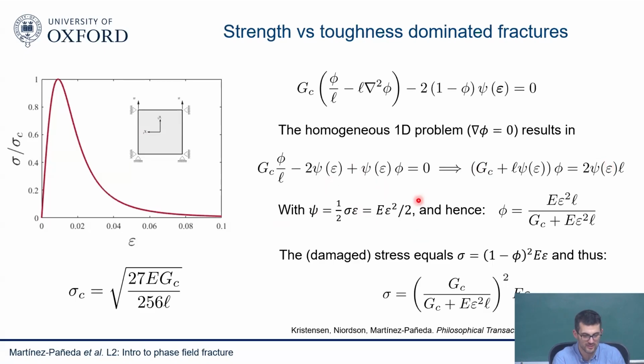It looks something like this. So if I substitute in here, I get something like this. So I can get an expression for the phase field as a function of the Young's modulus and the strain. Again, Hooke's law, this is all linear elasticity, very simple 1D.